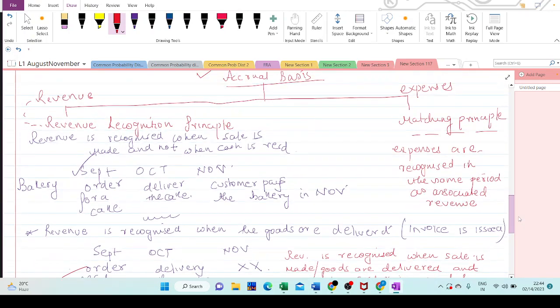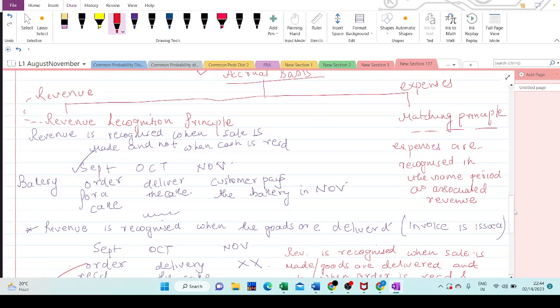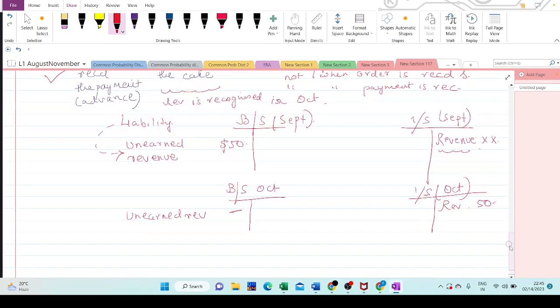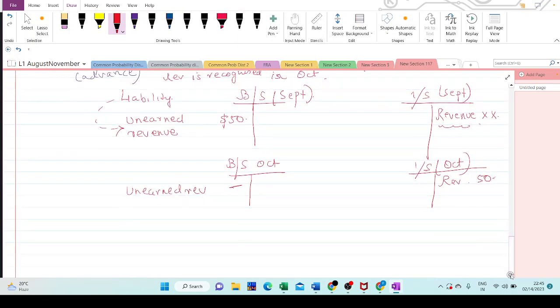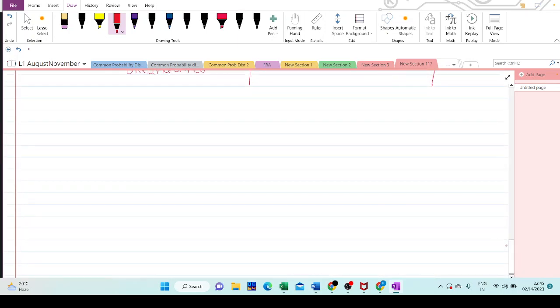Right, so it's saying that expenses would be recognized in the same period as associated revenues. So basically what it's saying is that if some goods bought in the current year remain unsold at the end of the year, they are not included in the cost of goods sold for that year. When they are sold in the next year, they will be included in the cost of goods sold for the next year. So I'll explain this with a small example.